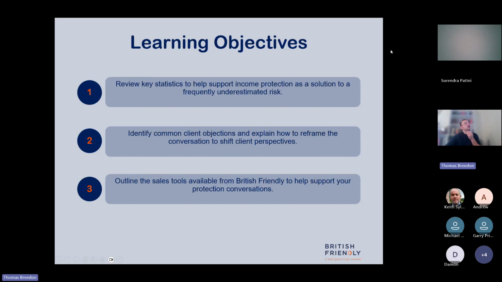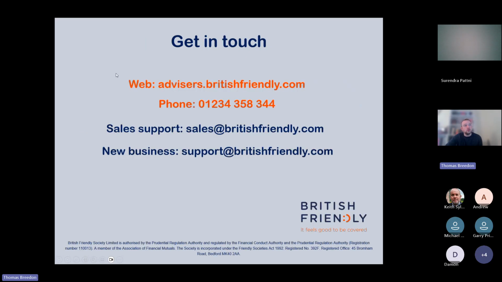So we went through, obviously, the landscape of risk. We went through some objections and how to hopefully reframe the conversation to actually make them into a positive thing, and really make the clients understand the importance of taking income protection out at that time. And we went through a few sales tools and a few things that we should hopefully support that conversation as well.